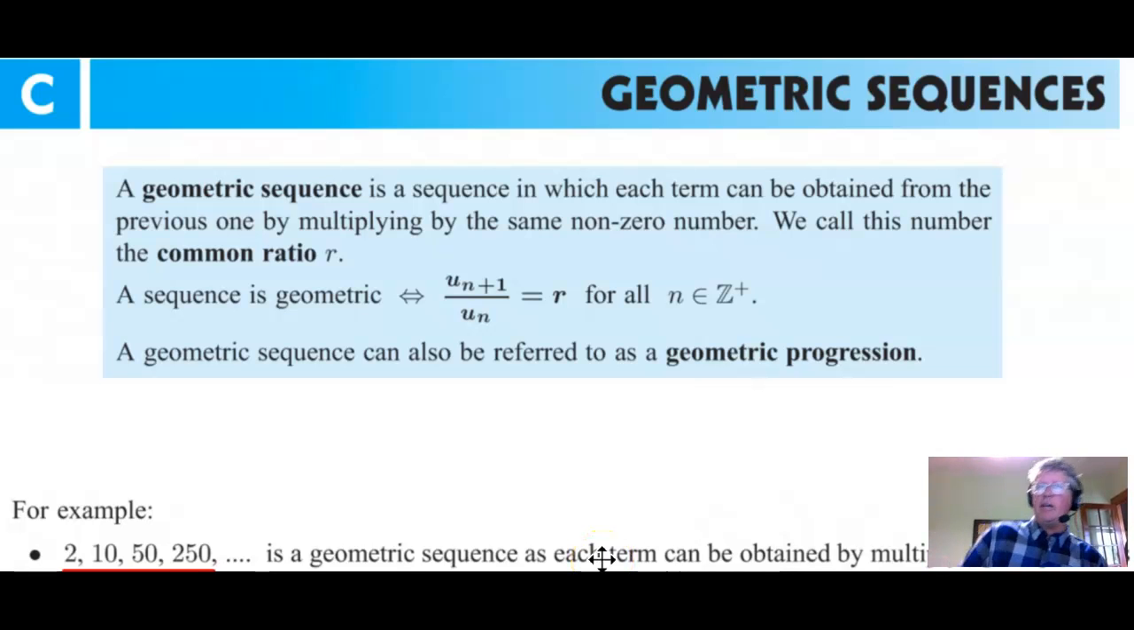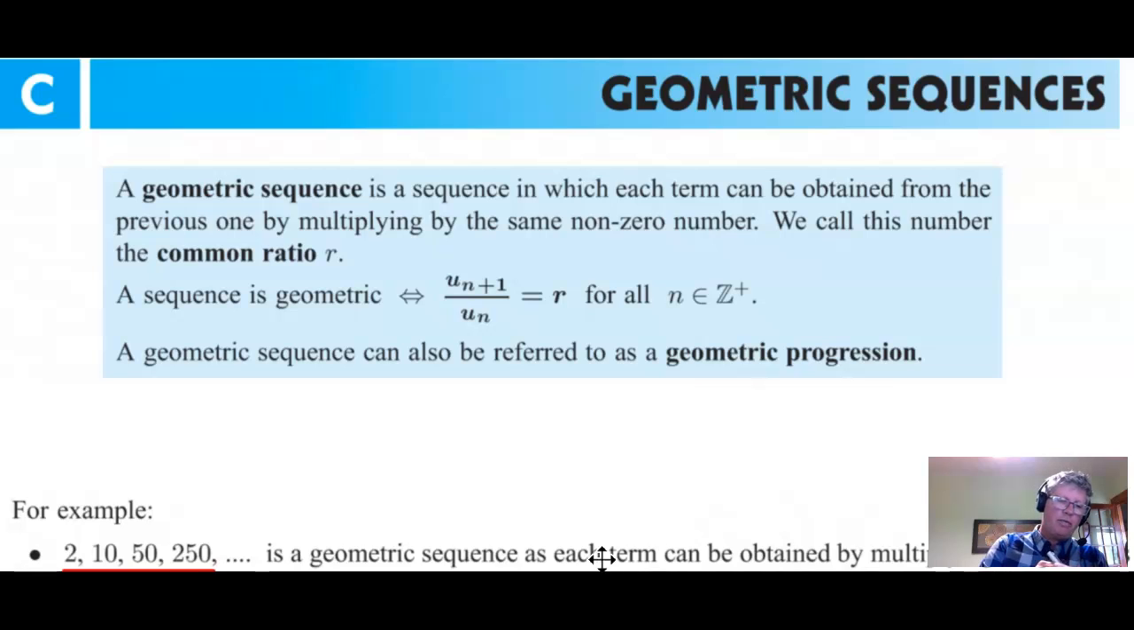So first day was arithmetic. Second day is geometric. All right. So what we're going to look at today is, instead of adding the same thing every time, we are going to be multiplying by the same number every time.